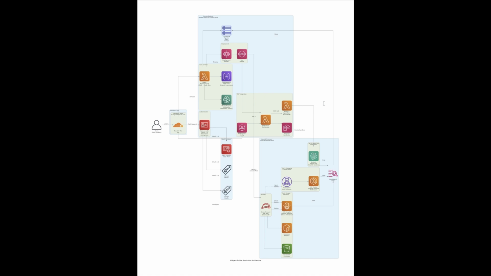Once authenticated, requests hit the Convex backend at the center of this diagram at the top. Convex handles state management, real-time data sync, and storage for user sessions, agents, and deployment metadata. It's essentially the orchestration layer that coordinates the entire system.